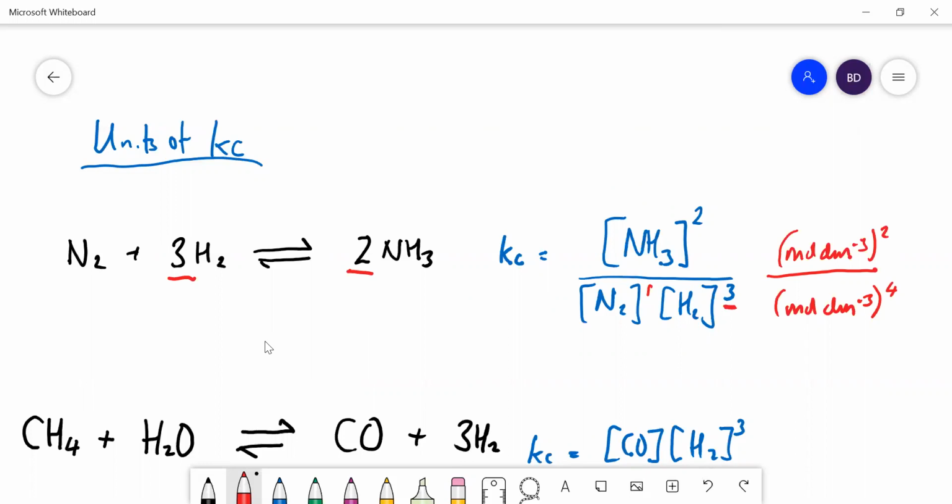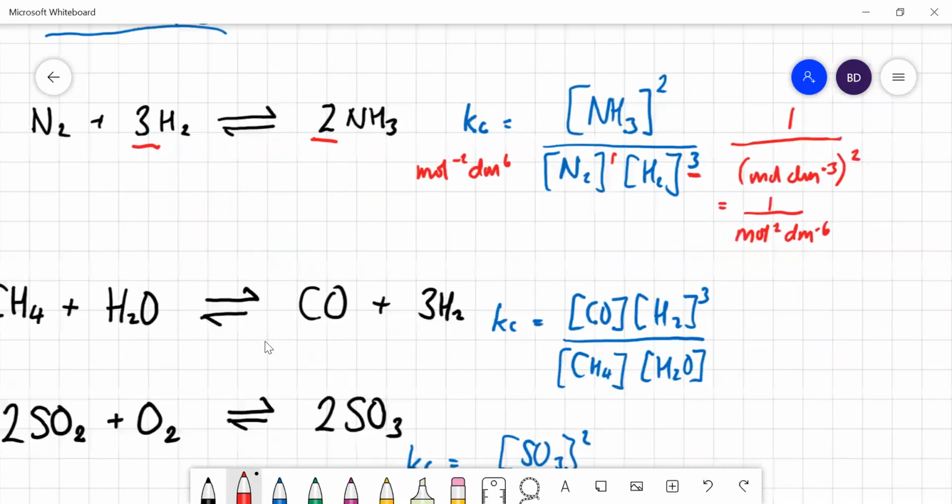So that means we can do a bit of cancelling out there. 2 of those will cancel out, and that will give you 1 over that. So simplify that, that's going to be 1 over mole squared dm to the minus 6. And how do we bring it all onto the top line? We change the sign. So the units there are going to be mole to the minus 2 dm to the plus 6. That one.